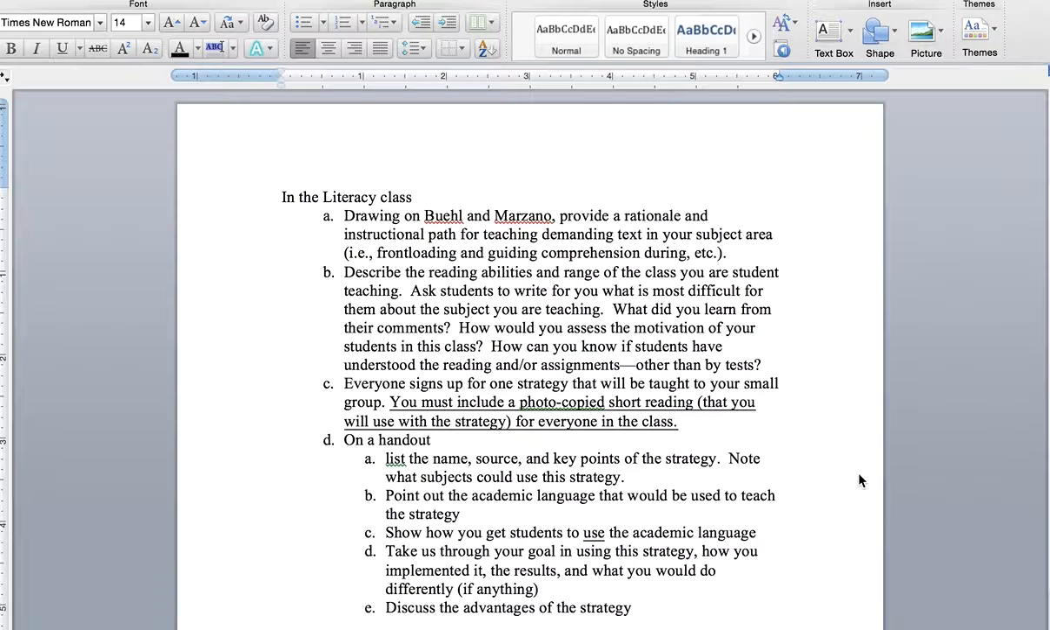You point out the academic language. You show how to get the students to use the academic language. You take us through your goal in using the strategy, how you implemented it, the results, and what you would do differently, and then talk about the advantages of the strategy.